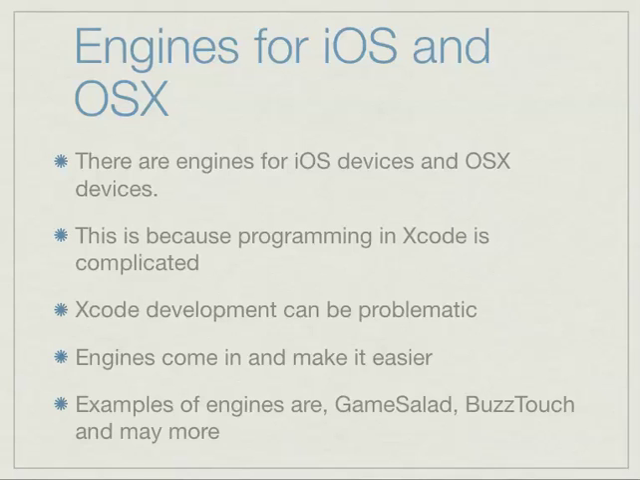Welcome back, everyone. Let's talk a bit about some of the engines for iOS and OS X. Now, there are engines for iOS and OS X devices. As I said in the last tutorial, Apple has a vertically integrated system. So what these engines do is they make development a lot easier, but it still uses the main code that you see on apps in the App Store.